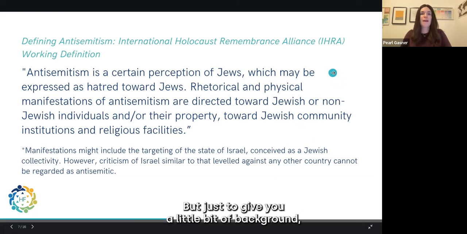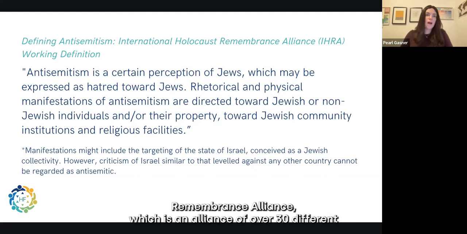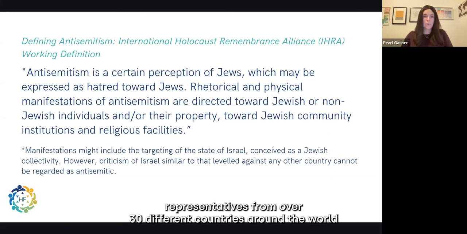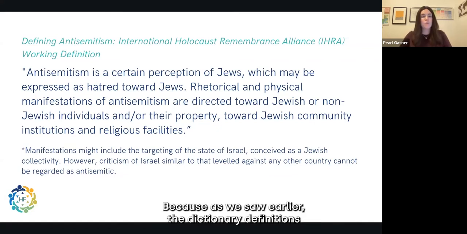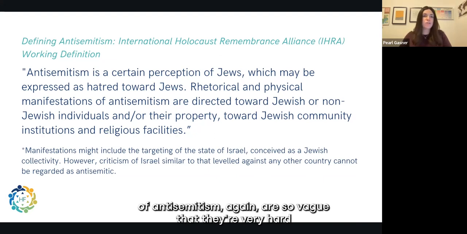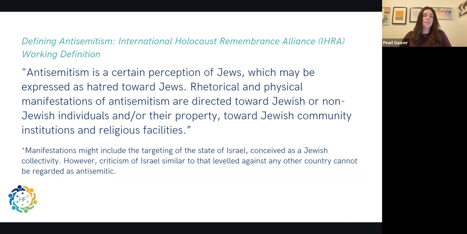But just to give you a little bit of background, it was created by the International Holocaust Remembrance Alliance, which is an alliance of representatives from over 30 different countries around the world, who basically came together to come up with this definition because, as we saw earlier, the dictionary definitions of anti-Semitism are so vague that they're very hard to actually use practically when it comes to educating about anti-Semitism or tracking anti-Semitism in any real way.